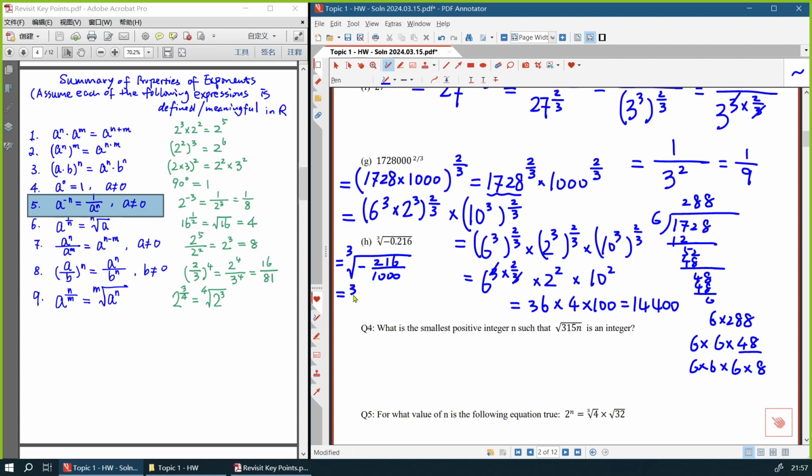The cube root of negative 216 is actually negative 6 to the power of 3, right? And 1000 is 10 to the power of 3. And immediately we should know that's actually negative 6 over 10. Can you see that? Sunny, can you follow me on this? Okay.